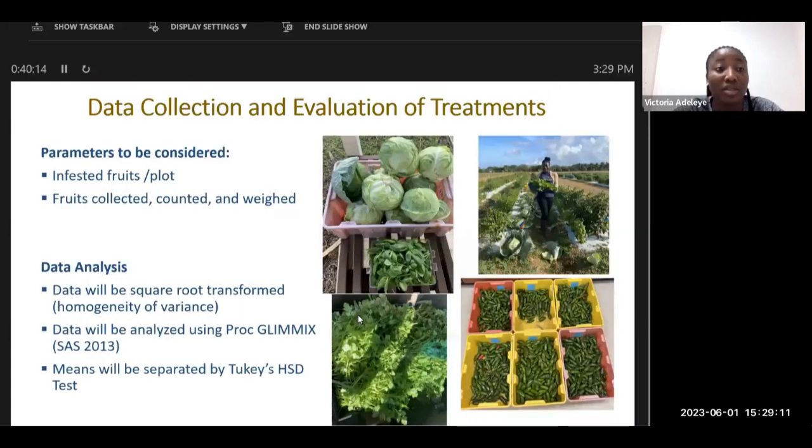For the data collection and the evaluation of treatments, we considered the number of infested fruits per treatment plot, and the fruits were also collected, counted, and weighed at the end of the season. We will analyze the data using PROC GLIMMIX, and the means will be separated by Tukey's HSD tests. The results of the study are yet to be analyzed, but hopefully I'll be able to present them when next I give a talk.